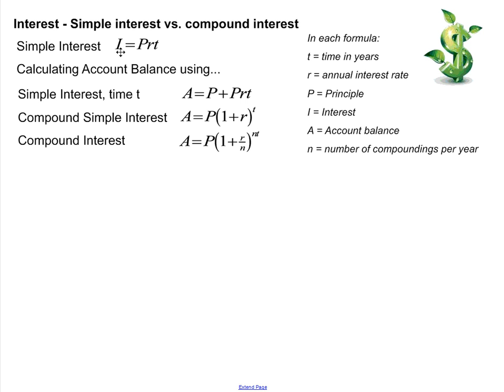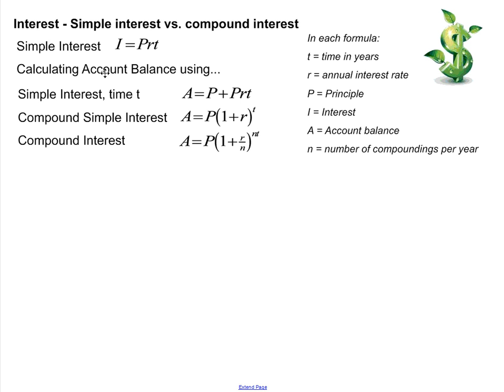Simple interest says that to get the amount of interest that you earn, take the principal that you invest, multiply it by an annual percentage rate, and multiply that by the amount of time in years that you invested. That gives you the amount of interest. That is the amount of money that you're actually paid for keeping your money in that bank, or the other way around, you're paying them for a loan, let's say. So what do we do?